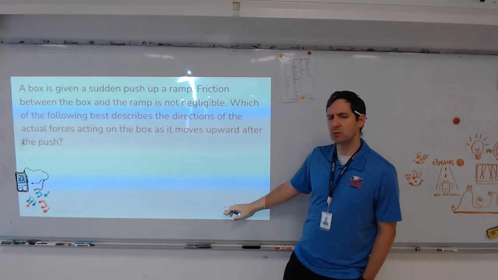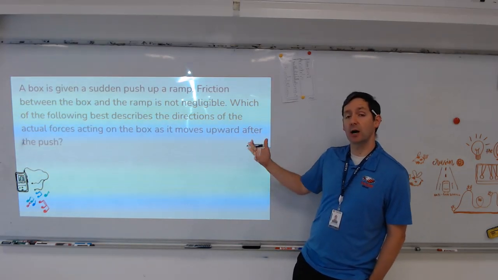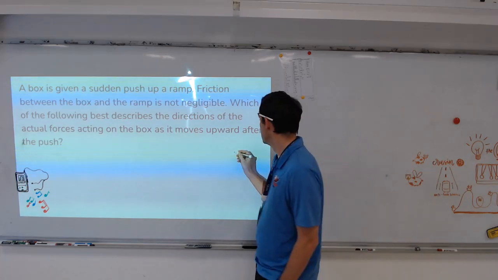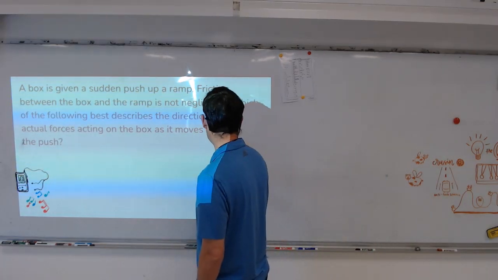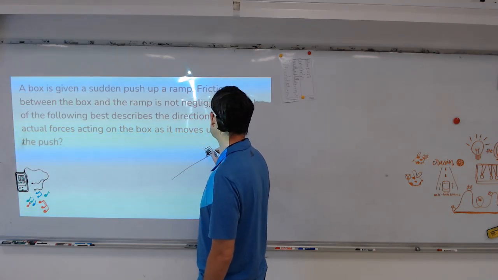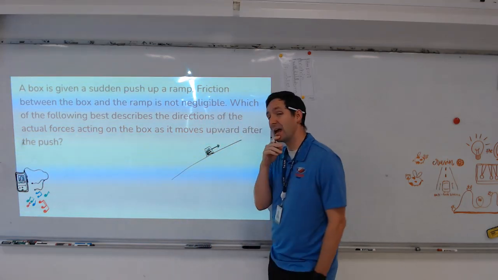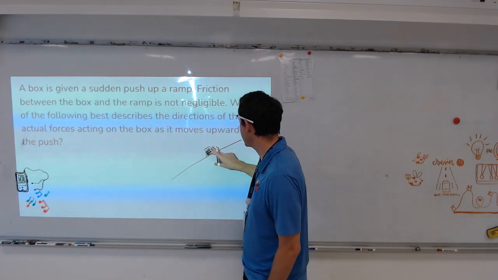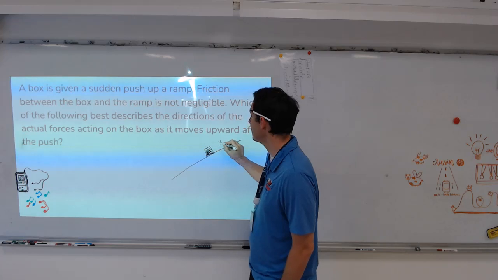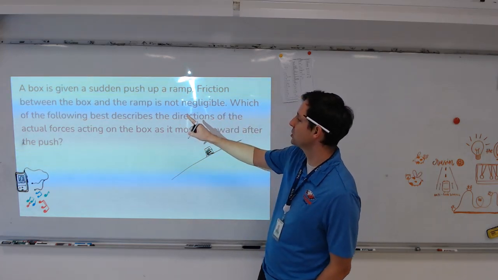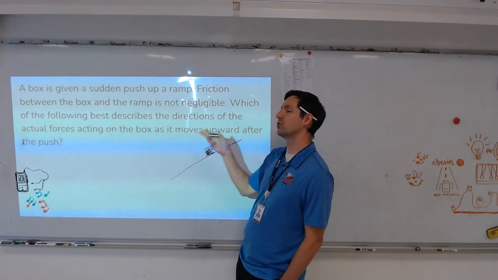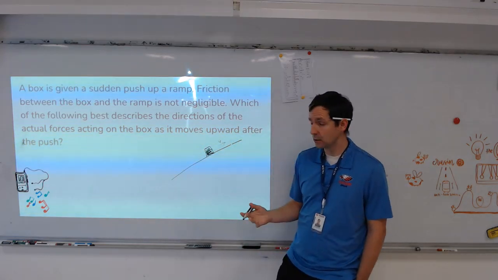Okay, now obviously this was a multiple choice question, but let's just go ahead and talk about the direction of each of the forces that are in play. All right, so we do have a ramp. We have an object that is given a sudden push, so now it is sliding up the ramp. Please do recognize that the velocity is upwards, but it does say that it's just a sudden push, and then after that, as it moves upwards after the push, the push isn't still on it, okay?